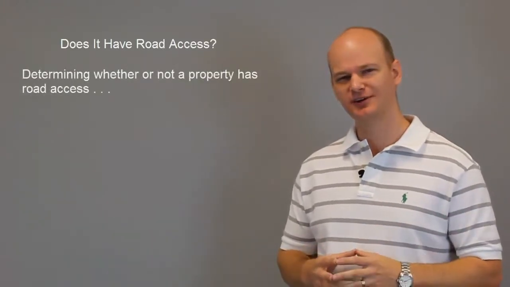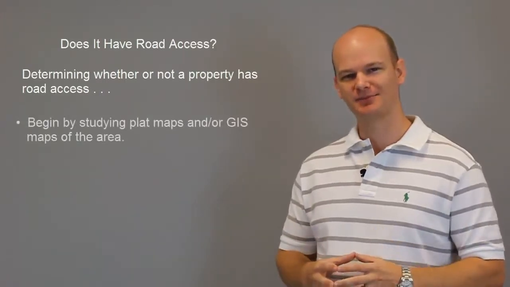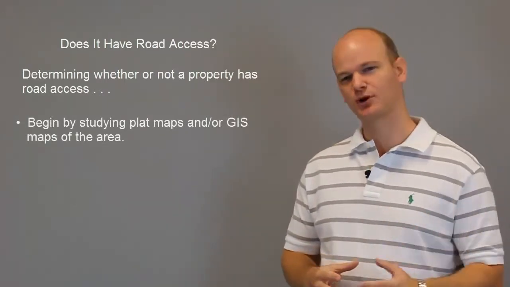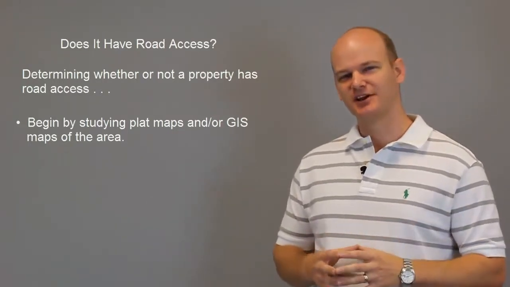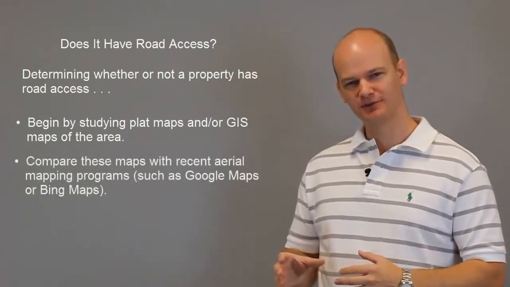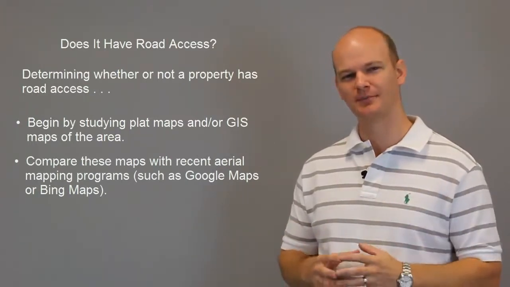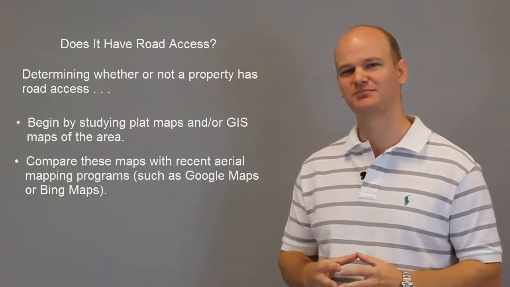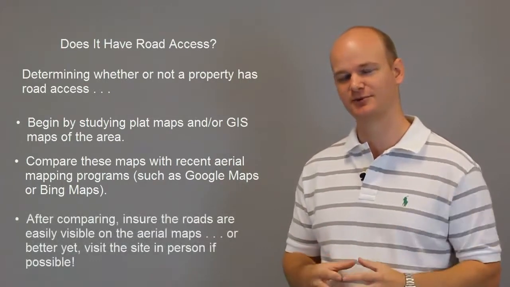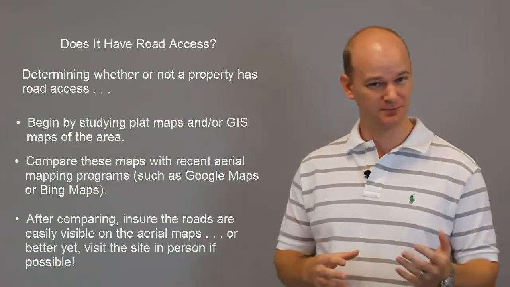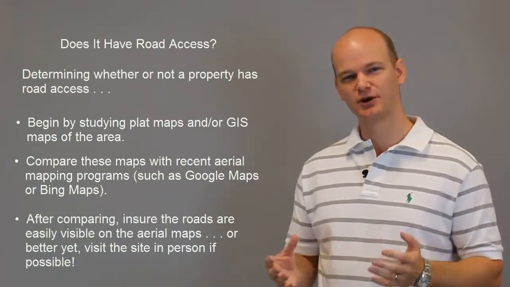Well, the first thing you need to do is get some sort of plat maps or GIS service. Look at these plat maps and study these plat maps. Study the different road names and the cross streets and the cities that they're in. Then take this information and try to transpose it to some sort of aerial mapping service, like Google Maps or Bing Maps. I've done videos on both Google and Bing aerial mapping services in the past, which can be very helpful in a situation like this. But again, transpose these plat maps onto different aerial maps and make sure that your roads exist.